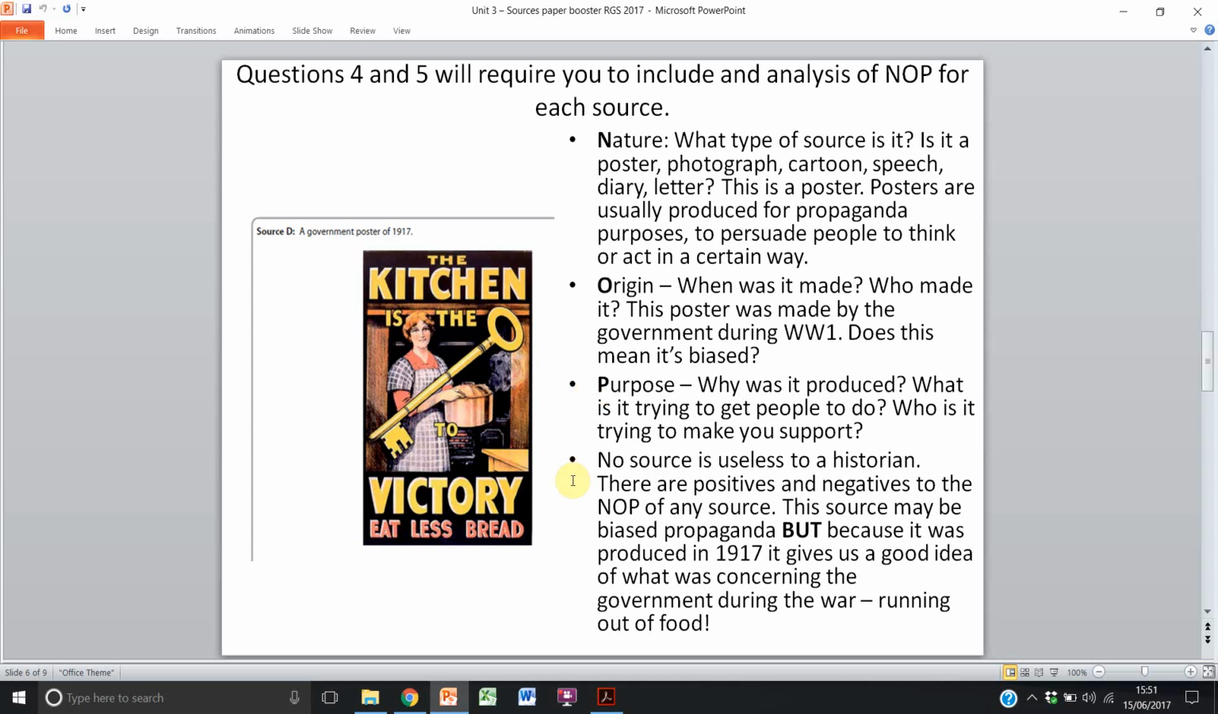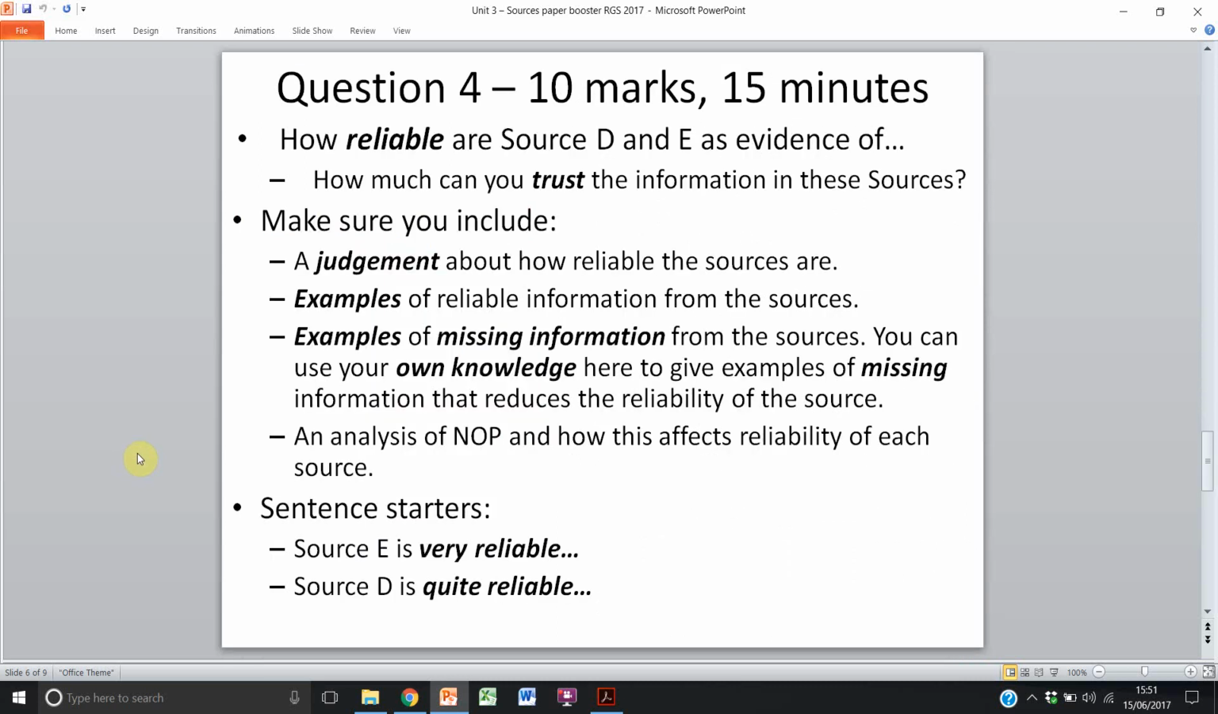Now, a critical thing to remember when you're analysing nature, origin and purpose is that no source is useless to a historian. There are positives and negatives to the nature, origin and purpose of any historical source. This poster is most definitely a piece of biased propaganda, but it was produced in 1917, so it gives us a good idea of what was concerning the government during the war. In this example, they were really worried about the country running out of food. So never forget, think about the positives and negatives of any historical source.